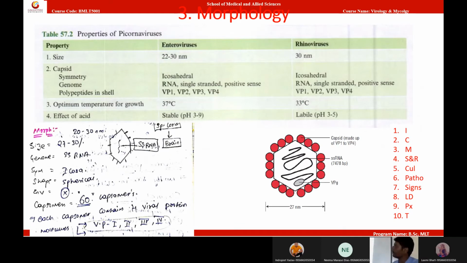Morphology. Write the morphology, everyone. In the morphology, directly write the bullet points. Size. Everyone write these points. In the morphology, write the side headings. Size, 22 to 30 nanometers, or 30 nanometers. Symmetry, icosahedral. Shape, spherical.